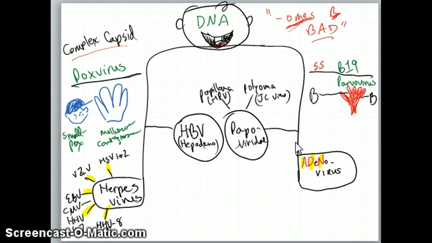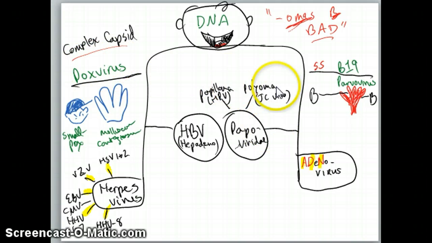So slap cheek syndrome, okay? B19, Parvovirus, all the rest, remember, are going to be double-stranded in the DNA world except for pox virus. Pox is a complex capsid. It's the only one that's not icosahedral. All the rest are double-stranded and icosahedral, so these are the 2 exceptions. Pox virus is a complex capsid and is double-stranded. B19, Parvovirus, is single-stranded and icosahedral. It is not a complex capsid like pox virus.